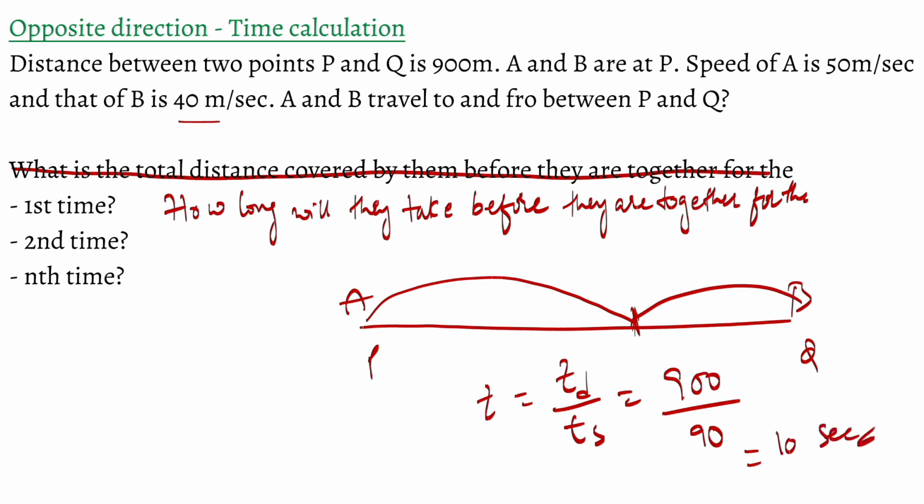and total time taken is 10 seconds, right? And what about second case? Second case, it is 1800, right? We calculated in the previous slide. So 1800 by the total speed. Speed is 90 meter per second, so this will be equal to 20 seconds. And what about nth time? Nth time is 10 seconds for the first time and n minus 1 into 20 seconds for the remaining.